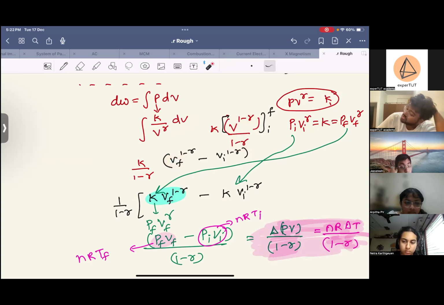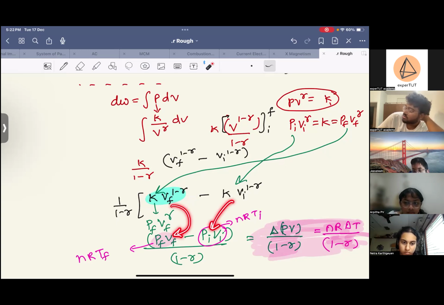Now I'll put limits, initial and final. So after putting limits, you will get this. Then I will let the K enter here, and there is K here. 1 minus gamma ये वाला outside है. What is PV raised to gamma equal to K? You can expand it like this: PI VI raised to gamma is K is equal to PF VF raised to gamma. This K I am putting with PF VF raised to gamma, and this K I am putting with PI VI raised to gamma. डाल दो, ये जो बचेगा खाली बचेगा, just PF VF, and this will be PI VI.